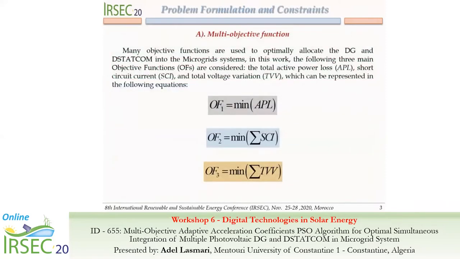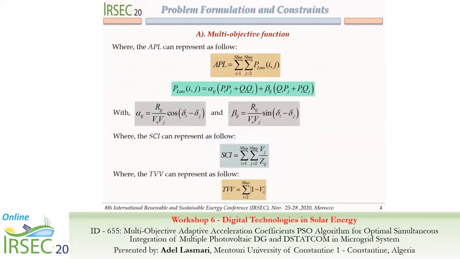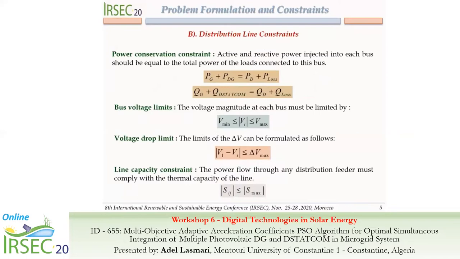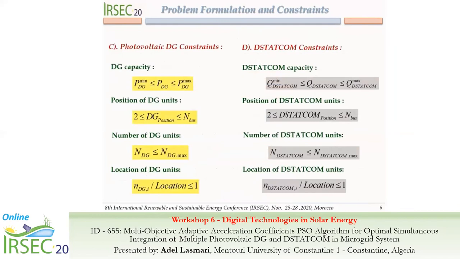Problem formulation and constraints. Many objective functions are used to optimally allocate the DG and DSTATCOM into the microgrid system. In this work, three objective functions are considered: the active power loss, the short circuit current, and total voltage variation, which can be represented in the following equation. The distribution line constraints considered in this work are represented in this slide. Also for the DG and DSTATCOM constraints.